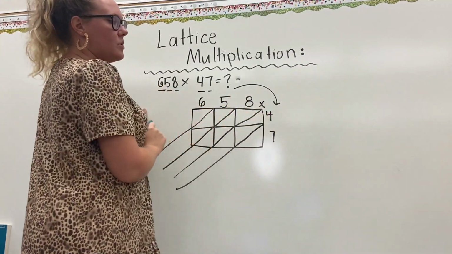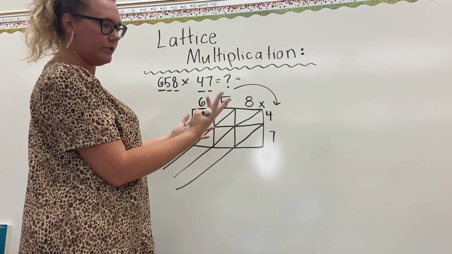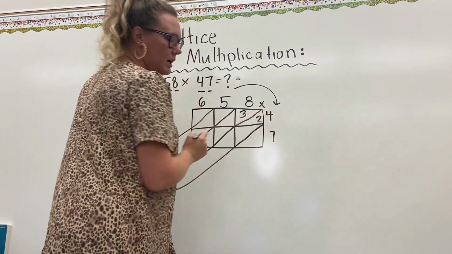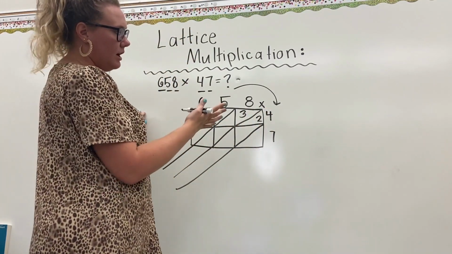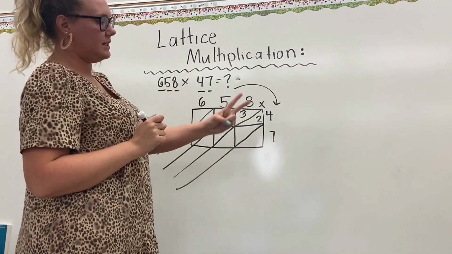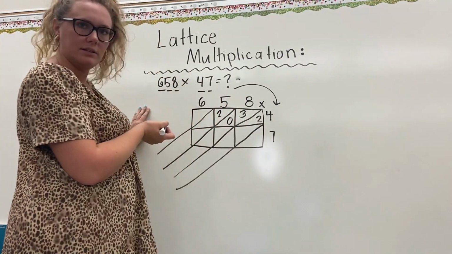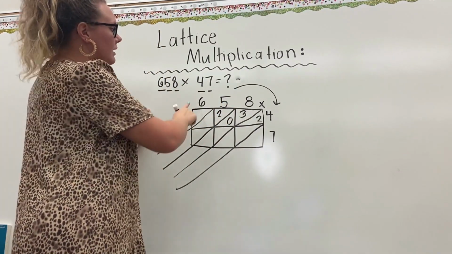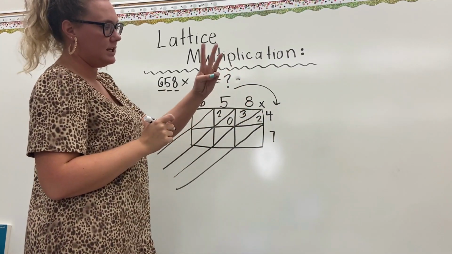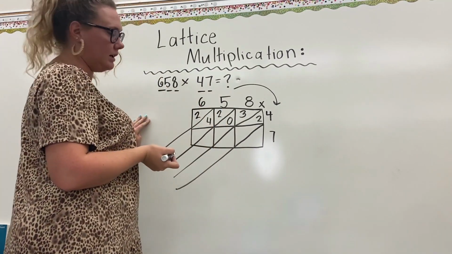8 times 4. 4, 8, 12, 16, 20, 24, 28, 32. So a 3 in one section and a 2 in the other. Now, I'm going to do 5 times 4. Well, 5, 10, 15, 20. A 2 in one section and a 0 in the other for 20. Now I'm going to do 6 times 4. 6, 12, 18, 24. A 2 in one section and the 4 in the other.